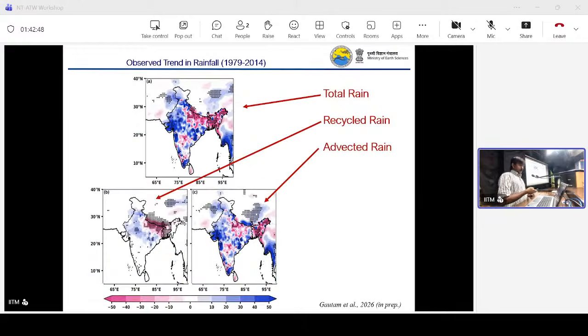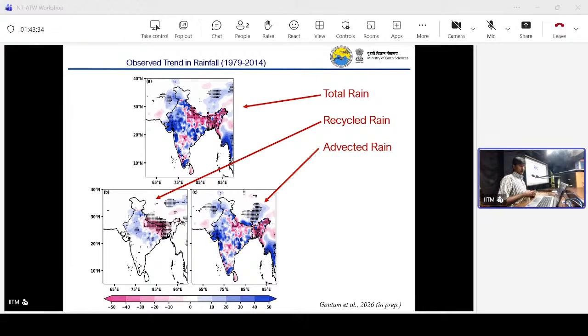So we try to see the trend in this component. Total rain for the recent period, because for the recent period we have IMD observations, which I will show in a minute. For 1979 to 2014, you still have a decreasing trend over this region. If you see the recycled rainfall, it is also decreasing over this region. In the advected trend you have a mixed structure, some decreasing, some increasing. This estimate is based on ERA reanalysis, where we use evapotranspiration from ERA and Q and vertically integrated Q.